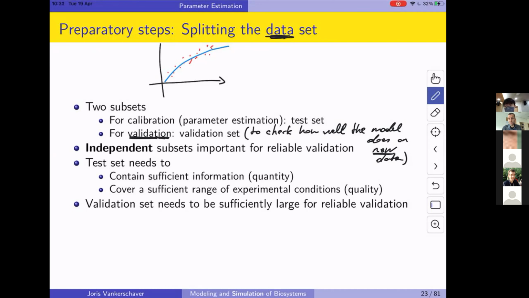What I should do in order to have an honest comparison is set aside some of the data that I never look at during the model fitting. I should do my model fitting on the rest of the data and then come back to this validation data set and check, okay, on the validation data set, how well does my model do? And if I have a good agreement with the validation set, then I can be confident that my model is a good model on unseen, on held out data.